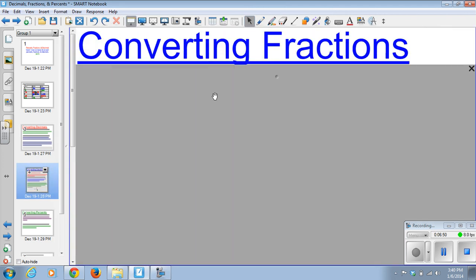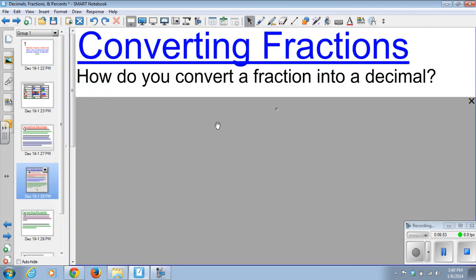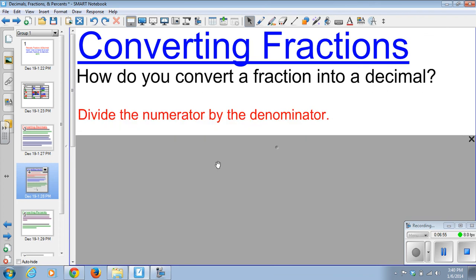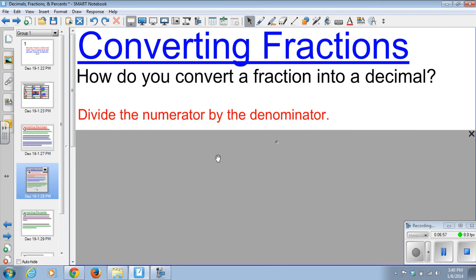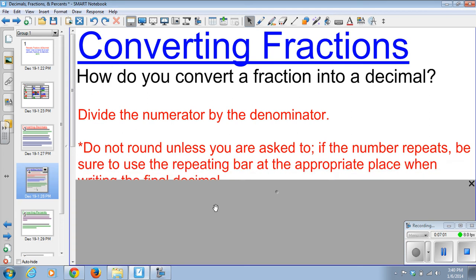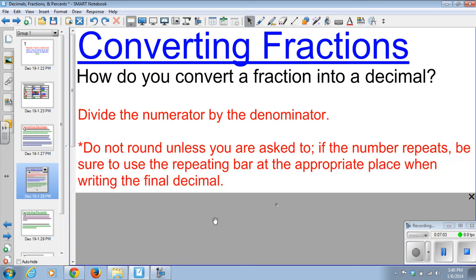Next, we're converting fractions. From a fraction to a decimal, which we spend time doing in class, just divide the numerator by the denominator. Do not round unless you're asked to. If a number repeats, be sure to use the repeating bar at the appropriate place when writing the final decimal.